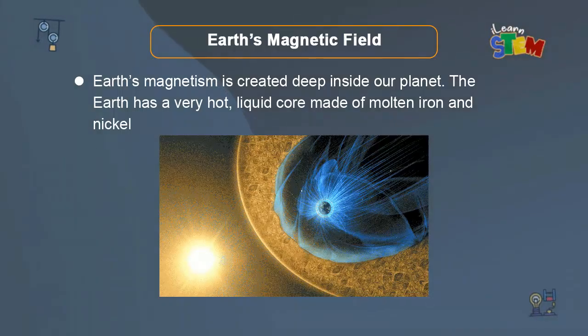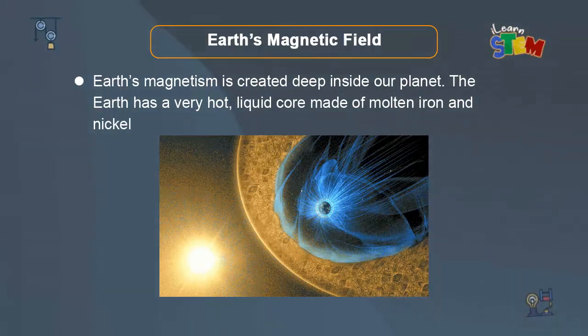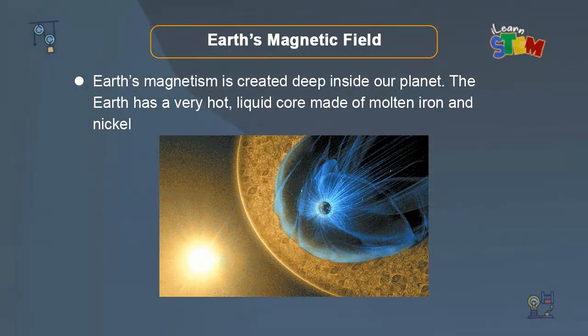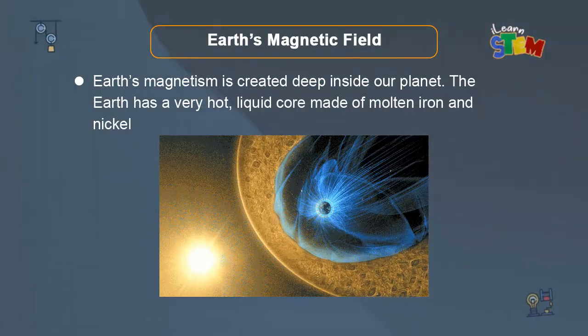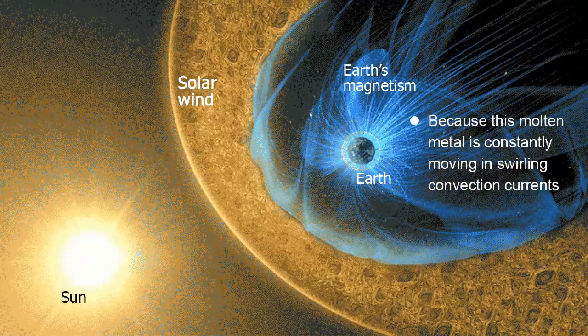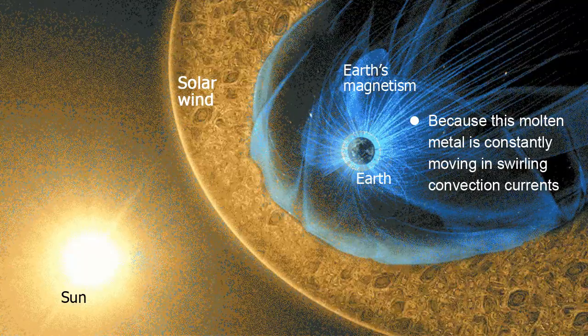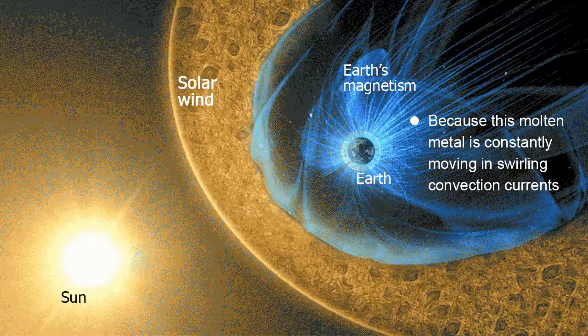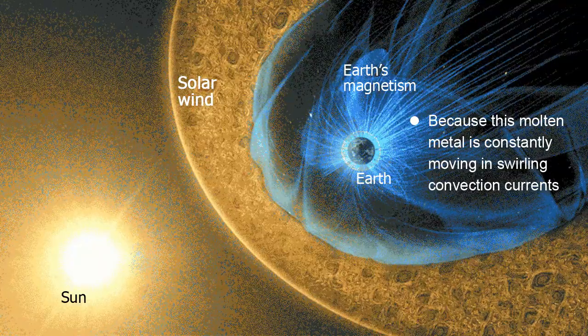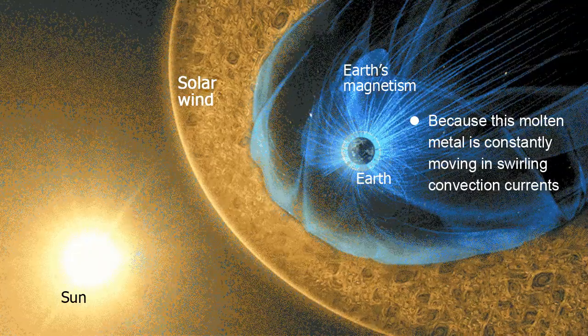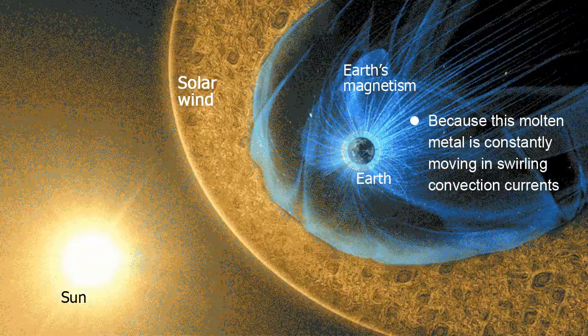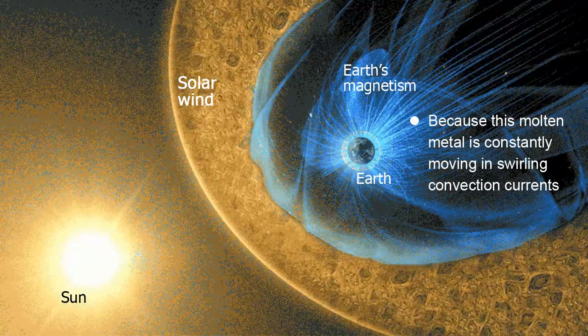What causes Earth's magnetism? Earth's magnetism is created deep inside our planet. The Earth has a very hot, liquid core made of molten iron and nickel. Because this molten metal is constantly moving in swirling convection currents, it produces streams of tiny charged particles, like little electric currents. These moving charges generate Earth's magnetic field, which acts like a giant invisible shield around our planet.